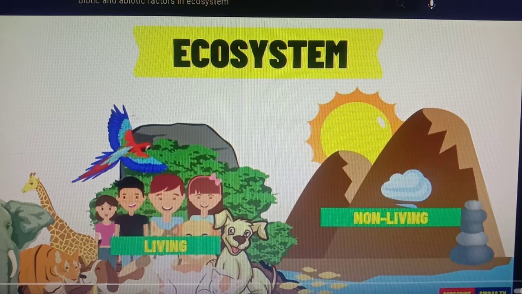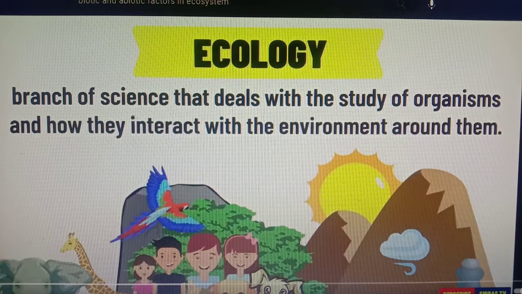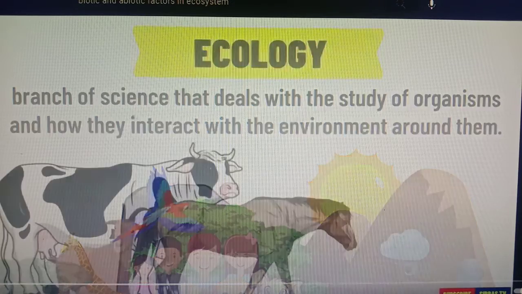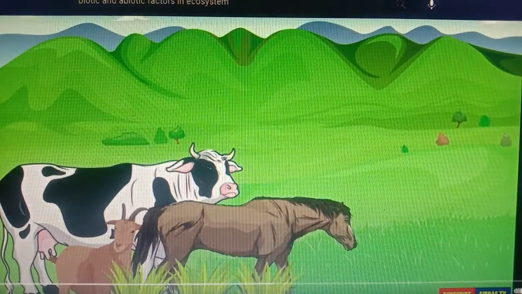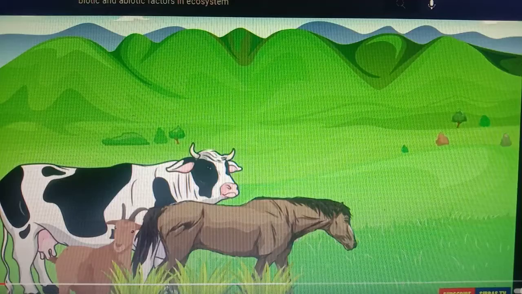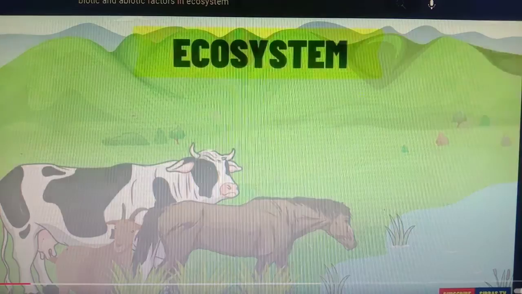The branch of science that deals with the study of organisms and how they interact with the environment around them is called ecology. Organisms have basic needs such as food and shelter. However, food and shelter is not enough to support life. Living organisms need other things such as water and air to survive. Organisms are affected by the different components of an ecosystem.